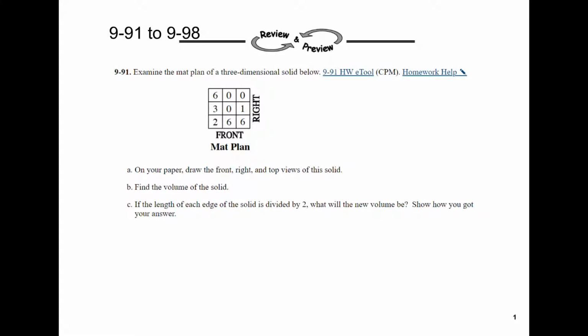Welcome to the Review and Preview Problems 991 to 998 in the CCG book. 991 says examine the map plan of a three-dimensional solid below. A. On your paper, draw the front, right, and top view of this solid.